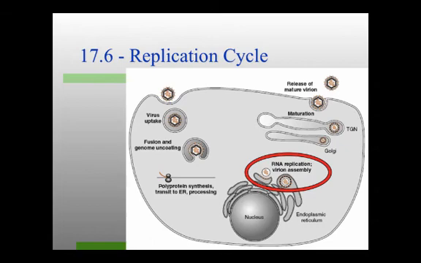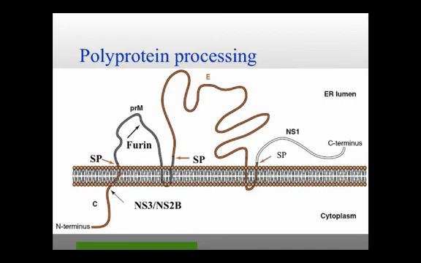Again, we already talked about how you get binding. The genome is released. Again, it's capped, so you can just have cellular translation. They'll make a polyprotein, and then that polyprotein will get targeted to the endoplasmic reticulum. What happens in the endoplasmic reticulum is that you have production of all of the envelope proteins at that place.